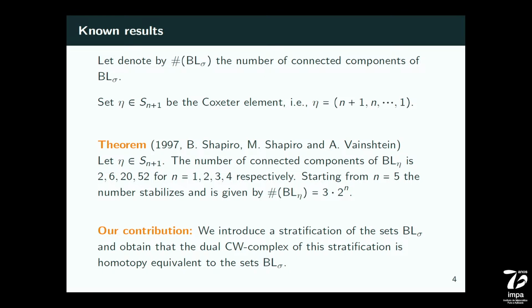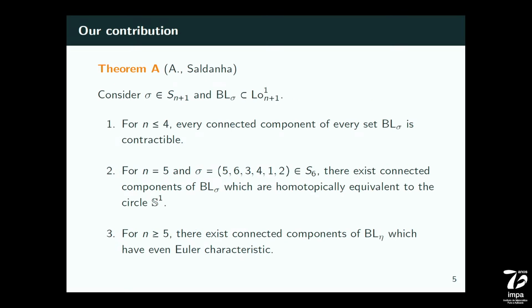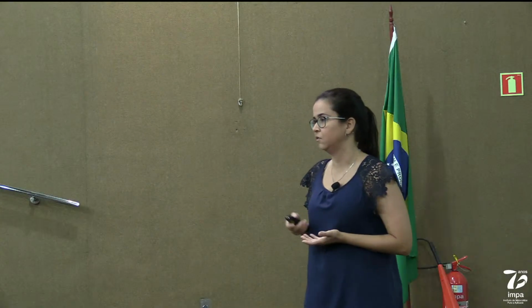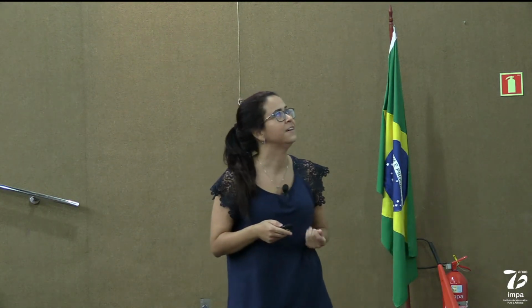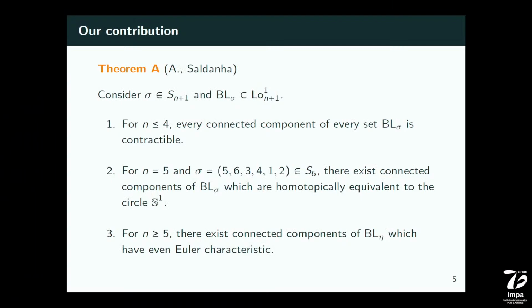And we are also able to say the number of connected components for all permutations sigma in S(n+1) for n up to 4. We are able to say how many connected components we have in BL sigma for sigma in S5, okay? And we did this by constructing the CW complex by hand. For example, we are going to do this here today. And so we construct the CW complex and we saw that they are contractible, okay?